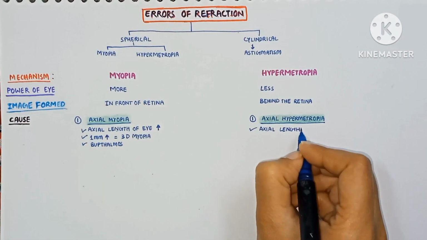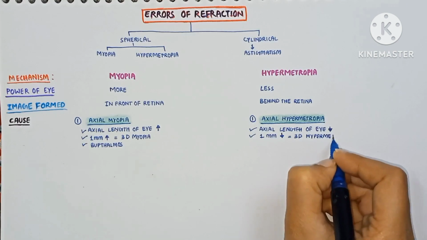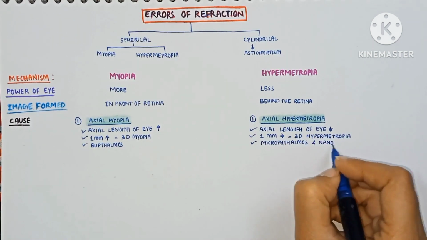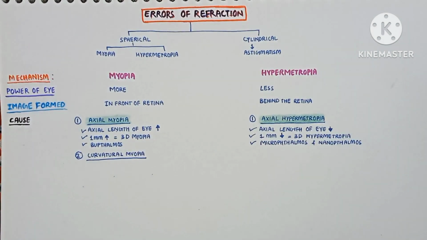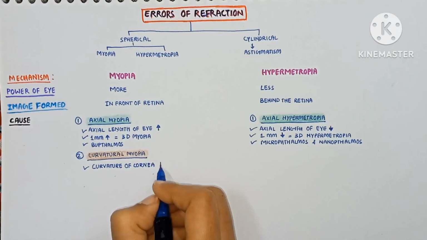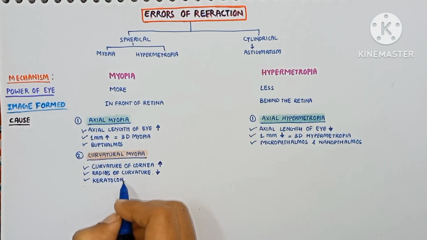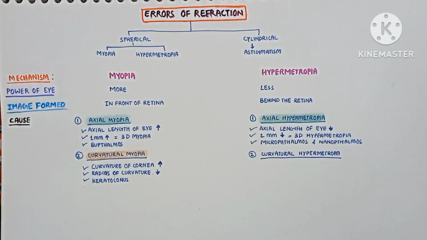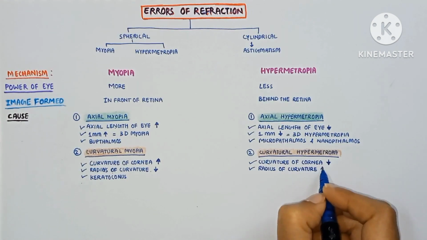While in axial hypermetropia, the axial length of the eye decreases. A 1 millimeter decrease is equal to 3 diopters of hypermetropia. It occurs in microphthalmos and nanophthalmos. The second is curvature myopia. The curvature of the cornea increases, the radius of curvature decreases. It is found in keratoconus. In curvature hypermetropia, the curvature of the cornea decreases and the radius of curvature increases.